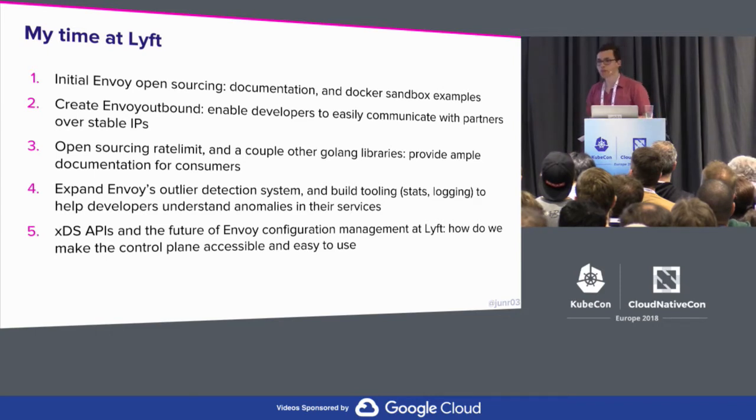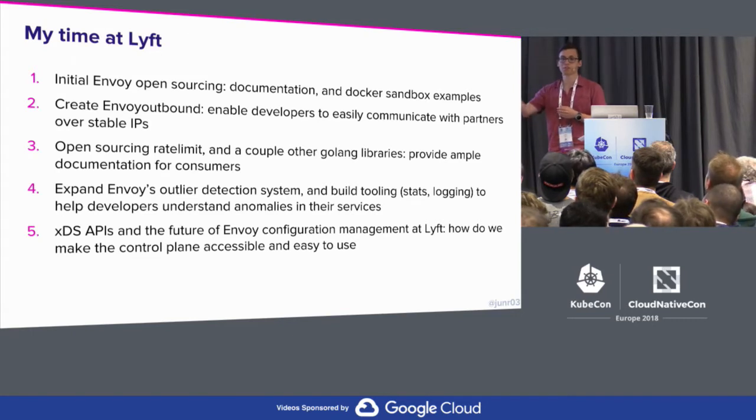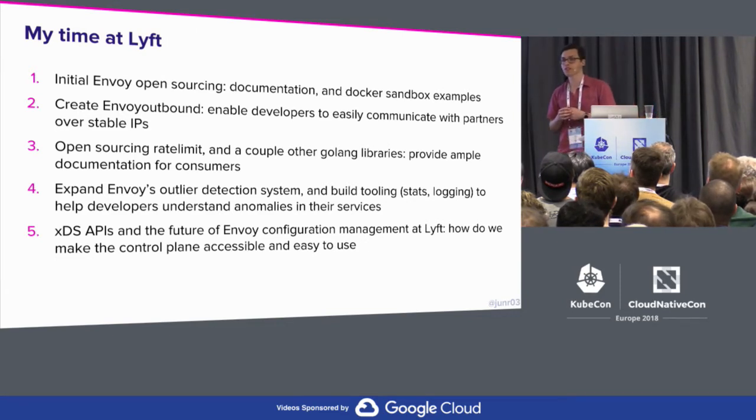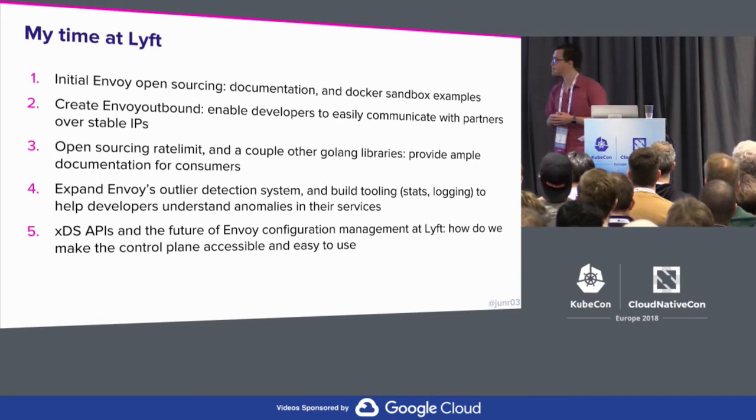After that, we open sourced Envoy, and I started working on a cluster at Lyft we call Envoy Outbound, which is a cluster of proxies that communicate with external partners over stable IPs. That was something that was heterogeneous at Lyft before, and so every developer was really building out their unique solutions for that. So we wanted to provide something that people could just plug and play.